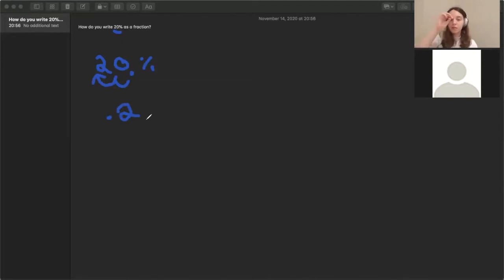And decimals can be rewritten as fractions. So for instance, since this is in your tenths place of a decimal, you can write this as 2/10.